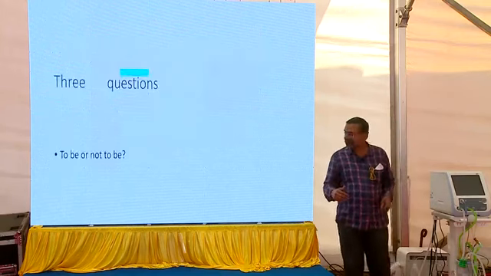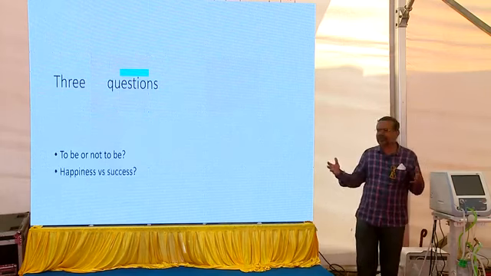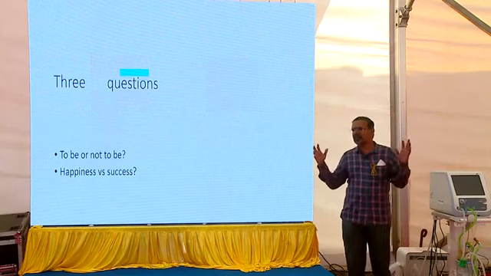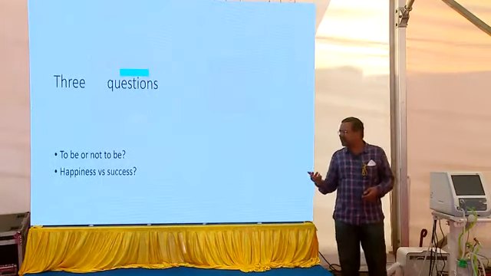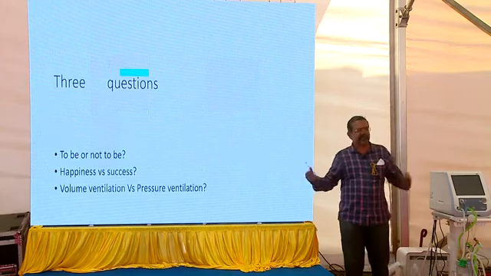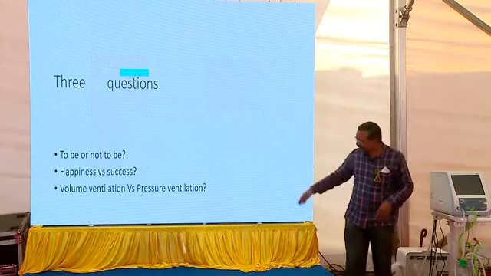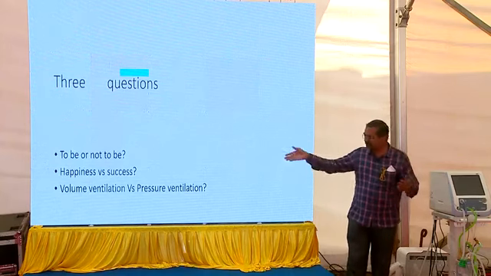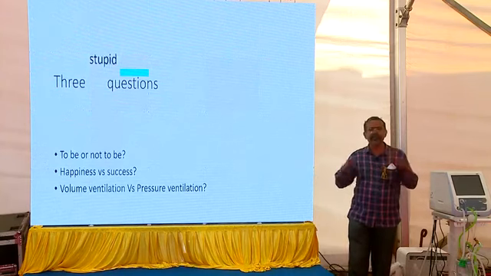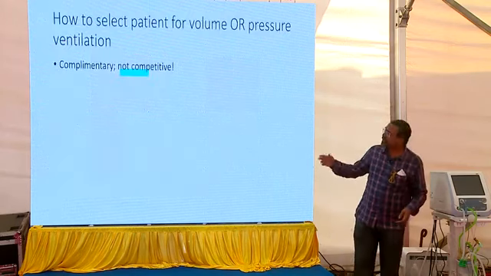So why these three questions? After listening to their fight, there are a few actually very odd questions. Shakespeare asked, to be or not to be. Then we'll discuss whether CPAP versus HFNC. Then we'll discuss happiness versus success. These are questions we keep on discussing, but they are not actually quite wise questions. Similarly, this question, volume versus pressure, is not a wise question. I felt myself to be stupid after listening to their fight and the ultimate issue. So they are ultimately stupid questions.